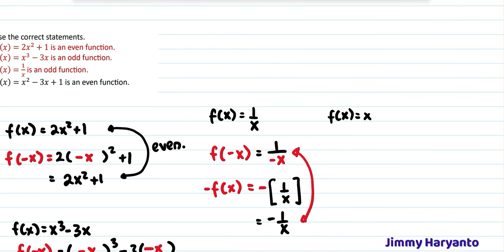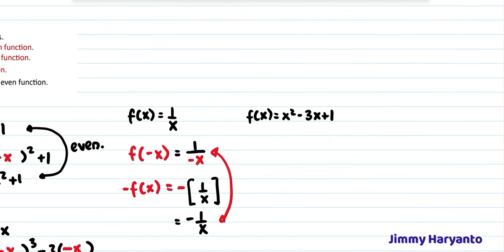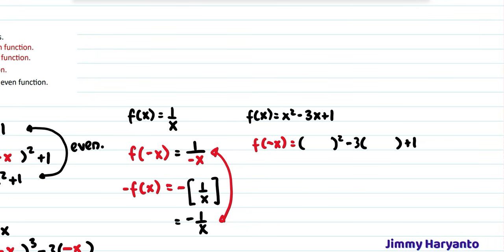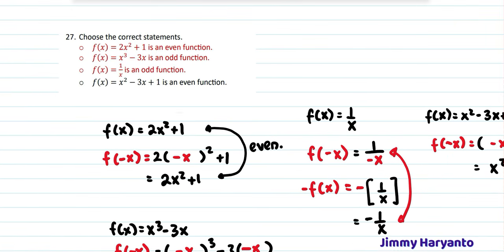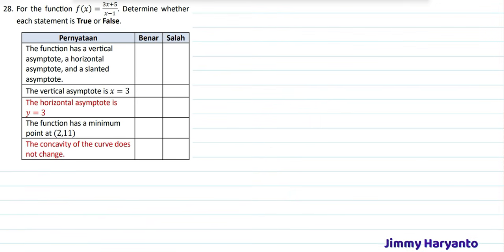f(x) equals x squared minus 3x plus 1. It says even, so let's check it. f(-x) equals negative x squared minus 3 times negative x plus 1. So you input negative x like this, and then you calculate. The result is x squared plus 3x plus 1. They are not the same, so it is not an even function. Okay, so the correct statements are the first, the second, and the third. Okay, next is about rational function.